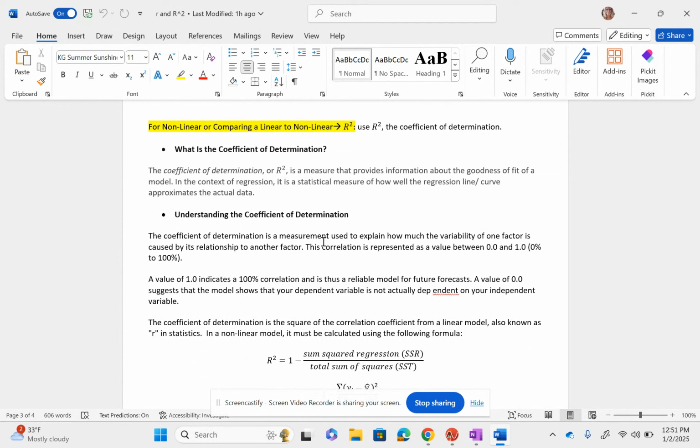Hi, so I hope this video answers some of your questions about r and r squared. So first we are going to look at our scatter plot. And our scatter plot is going to tell us which metric we will be using to analyze our model.